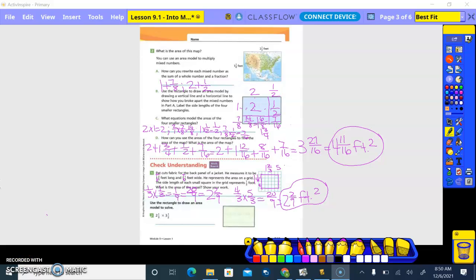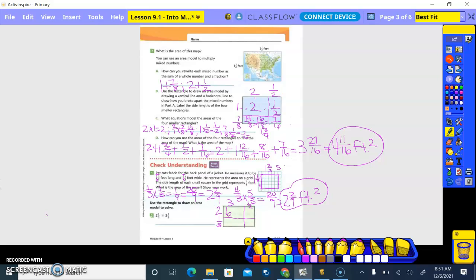Use a rectangle to draw an area model to solve. So basically, that's where we're going to do our quadrants again. Okay, so we would break this apart, and this would be 2, this would be 1/3, this would be 3, and this would be 1/2. So 2 times 3 is what, guys? 2 times 3 is 6.